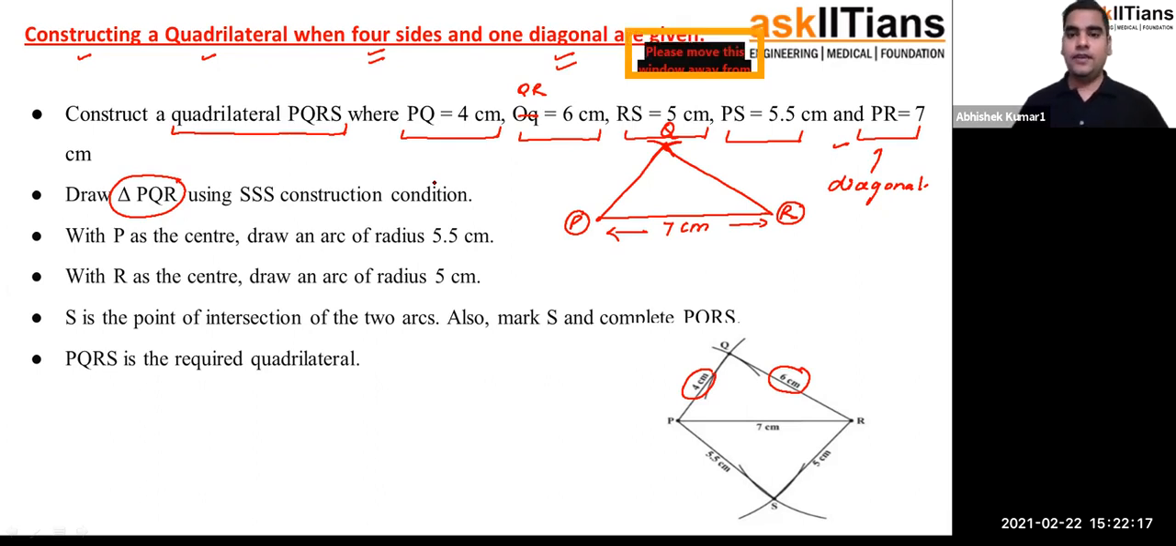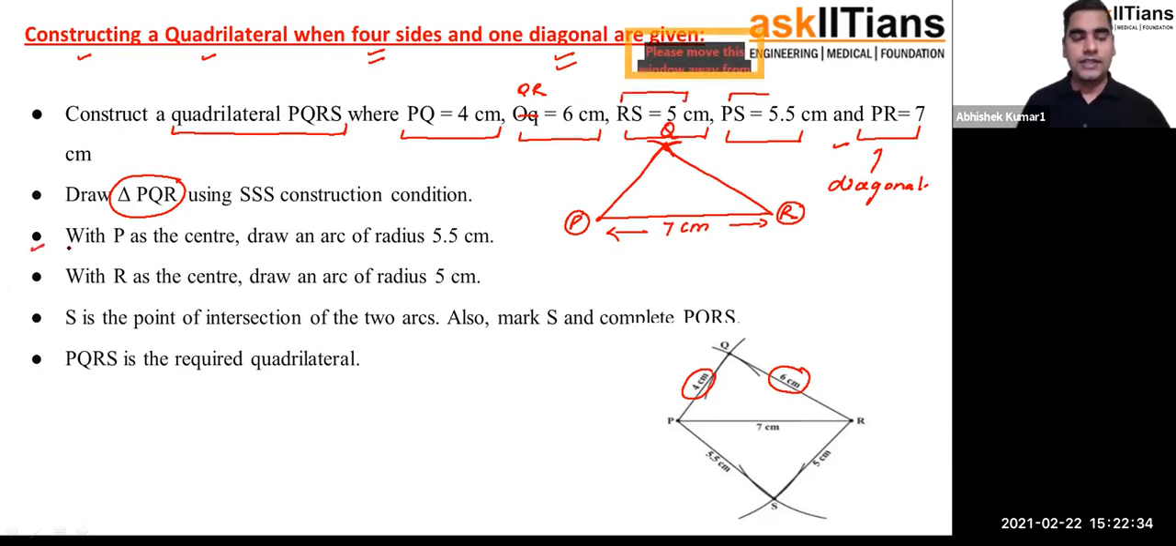Now we have to draw the triangle on the lower side of this diagonal PR as well. And for that, we need to be aware of the dimensions. The dimensions of the triangle that we are going to draw on the other side of this diagonal PR are 5.5 centimeter, that is PS, and RS, that is equal to 5 centimeter.